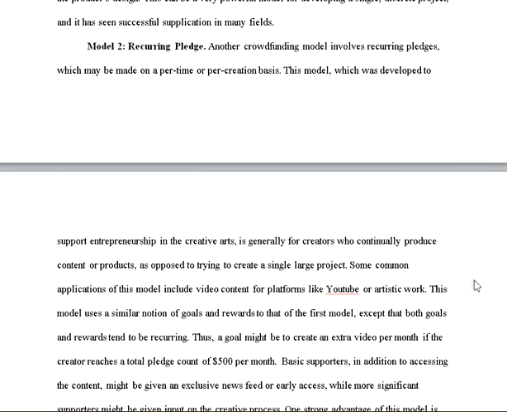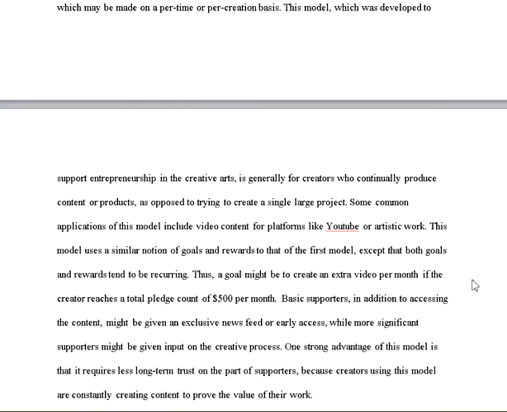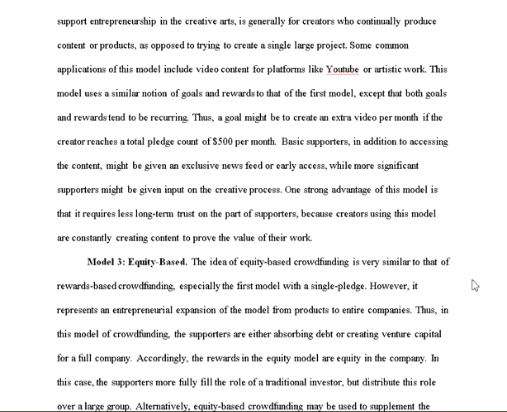This model, which was developed to support entrepreneurship in the creative arts, is generally for creators who continually produce content or products as opposed to trying to create a single large project. Some common applications of this model include video content for platforms like YouTube or artistic work. This model uses a similar notion of goals and rewards to that of the first model, except that both goals and rewards tend to be recurring. Thus, a goal might be to create an extra video per month if the creator reaches a total pledge count of $500 per month.